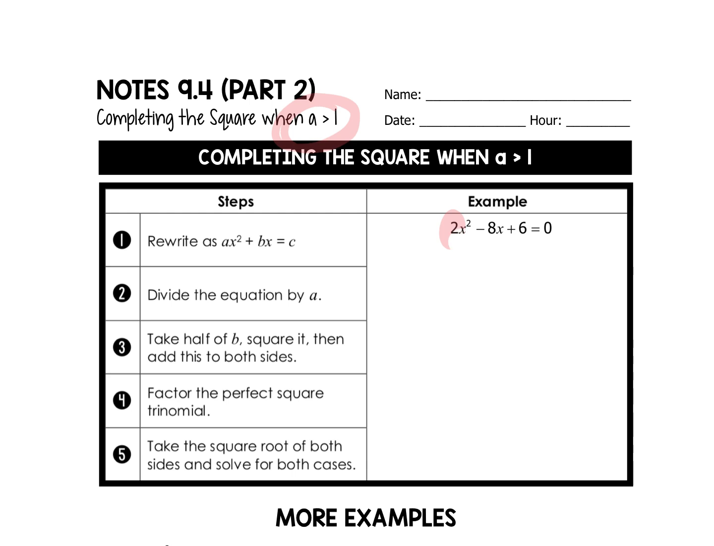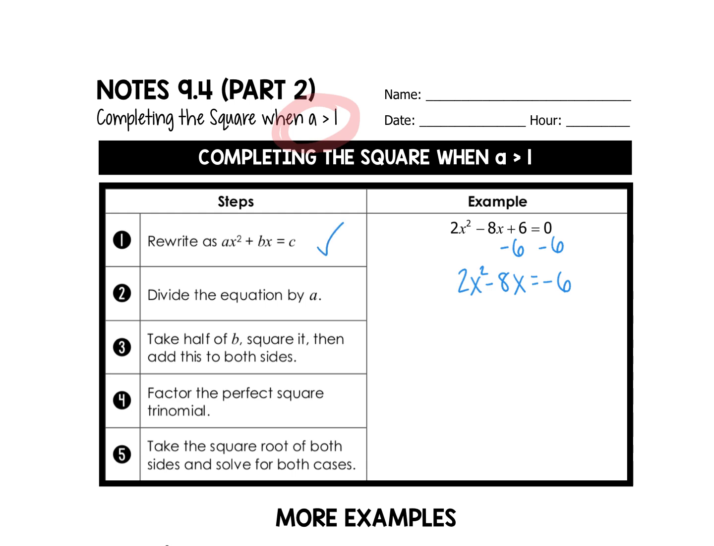So what we're going to do is follow the steps that are written to the left over here. It says rewrite the quadratic as ax squared plus bx equals c. Same thing as yesterday. In other words, we want to move this 6 to the other side. So I'm going to subtract 6, and I get 2x squared minus 8x equals negative 6. So this is done.